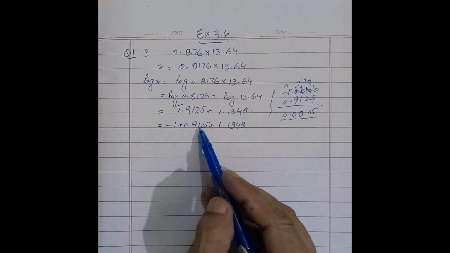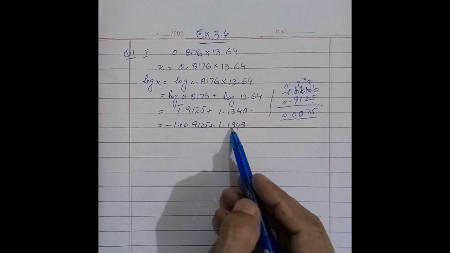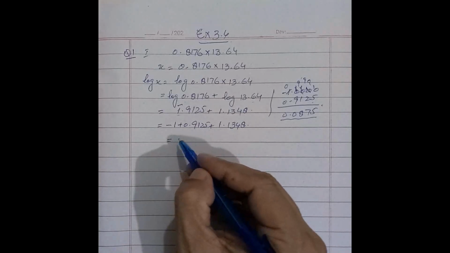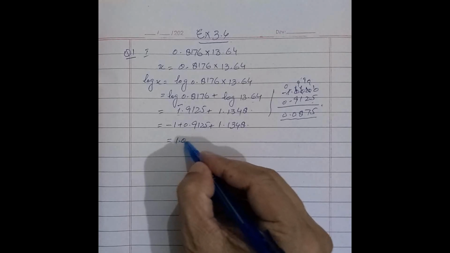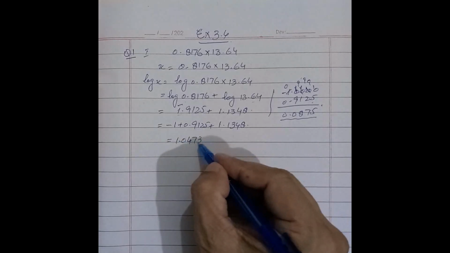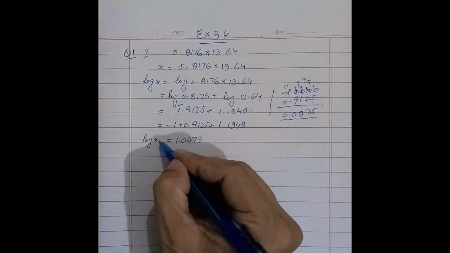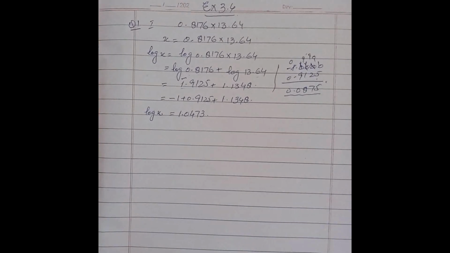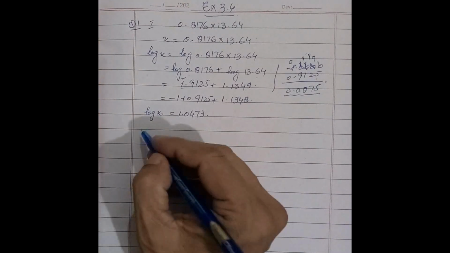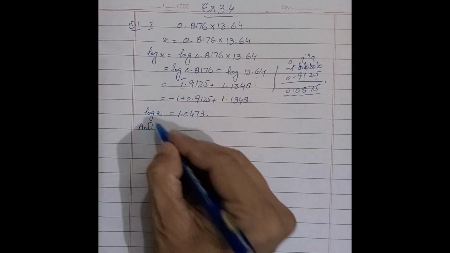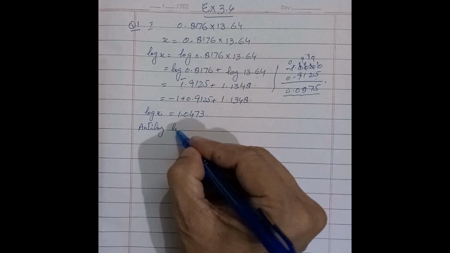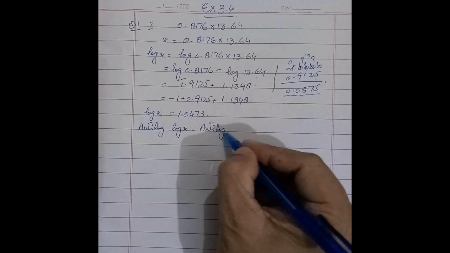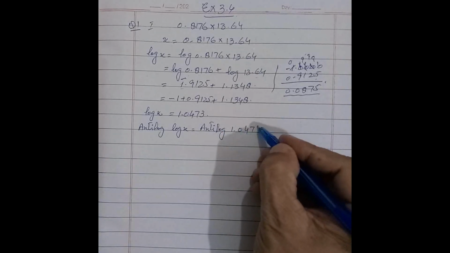Minus 1 plus 0.1258 plus 1.1348. Now we calculate all these values. We have 1.0473 and it is equal to log x. And then we take the antilog to find the value of x. Apply antilog both sides. Antilog log x is equal to antilog 1.0473.